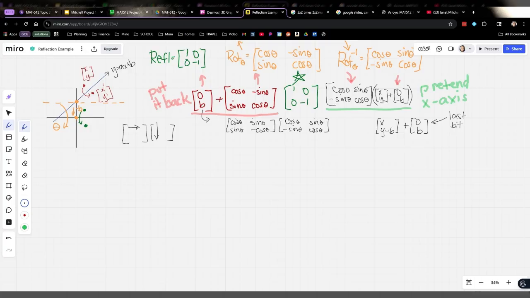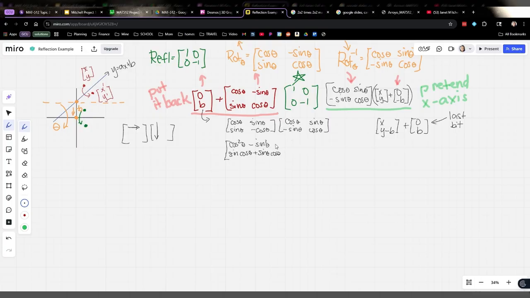We're going to multiply these together. So first row, first column, I'm going to get cosine squared, and then minus sine squared. Next up, sine cosine, plus, oh wait, negative and negative make positive. Yeah, negative and negative make positive. So we've got sine cosine again.